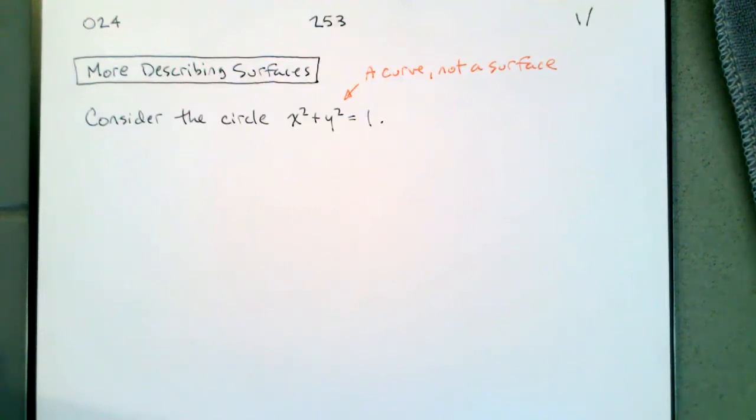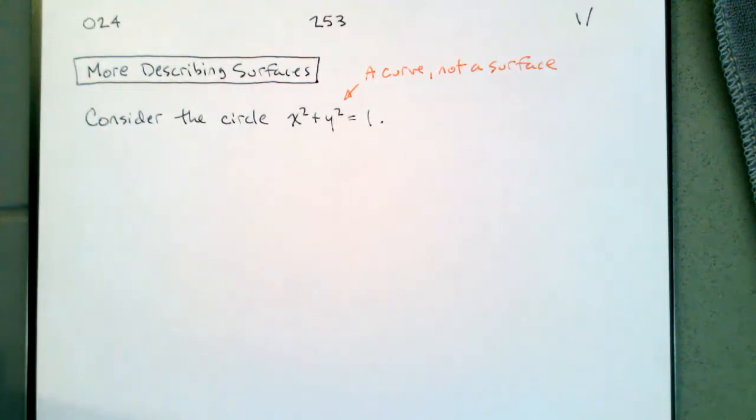Today, we're going to spend a little bit more time describing some surfaces. Now, I realize that the first thing that I put up is a curve and not a surface, but we're going to use the ideas that we get from this curve, that's not a surface, and use them to help us describe what's going on with surfaces.